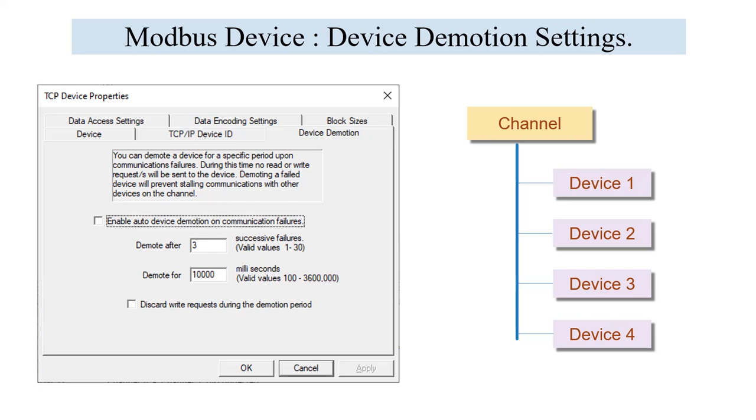You can tell the driver to treat a device as non-responsive for certain period of time after getting certain number of device busy error codes for successive data read requests. The device will be demoted for specified amount of time and no data read requests will be sent to that device during that demotion period. Driver will resume normal data read operations after specified demotion time period is over. You can also tell the driver to discard data write requests coming from Infilink during that demotion period.